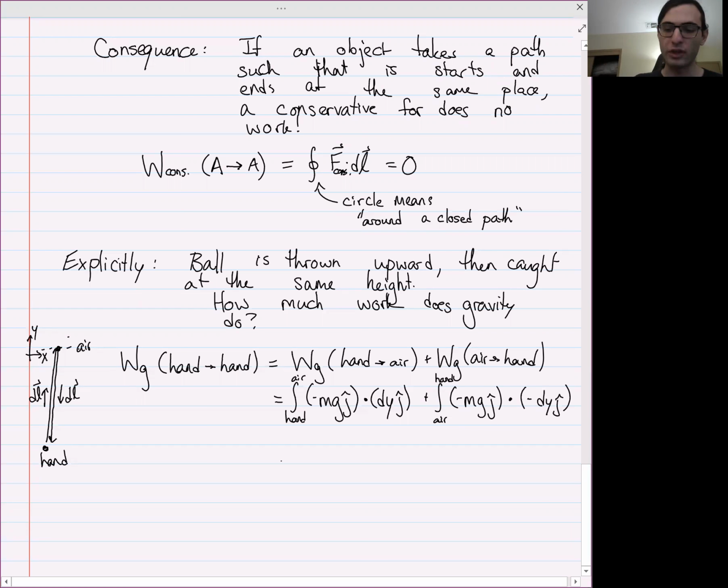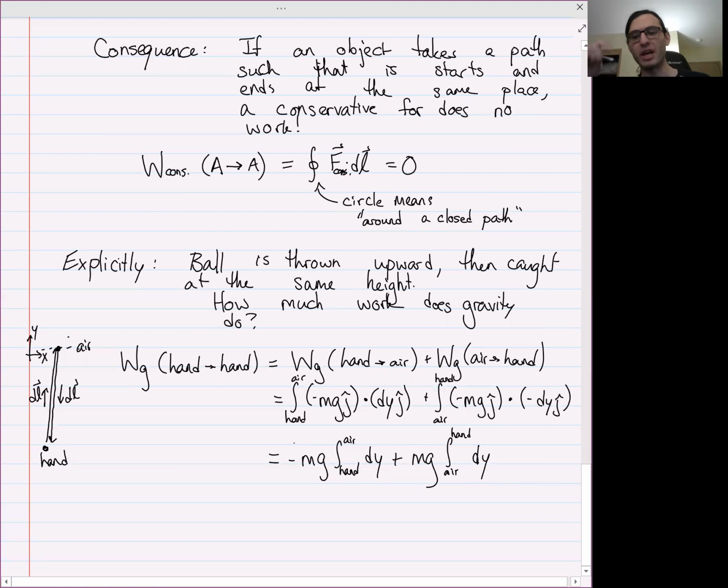All right, so let's do this integral. j hat dot j hat is 1 in both cases. So we have minus mg integral from hand to air of dy, plus, and we have two minuses, so this is going to stay a plus, plus mg from air to hand dy. And this is where it's going to get confusing, I promise, but it'll all make sense. So you might say, oh, well, this is at some value and this at another value, so these things shouldn't cancel, right? Because even though they have opposite signs here, the bounds of integration have flipped.